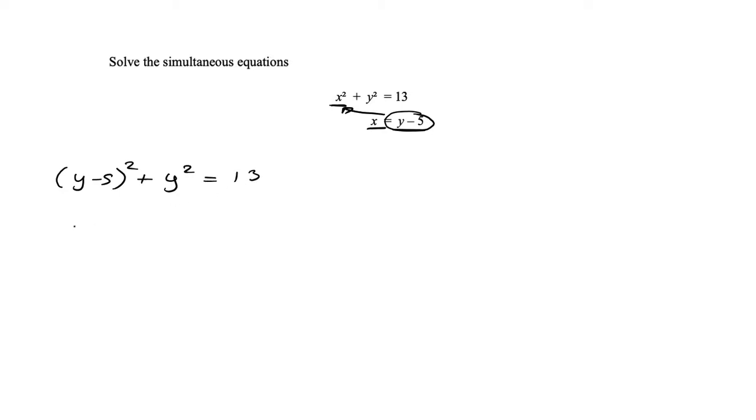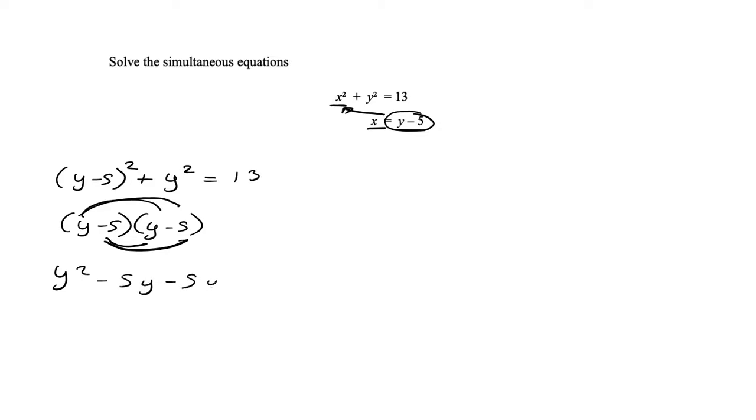Now we can expand this bracket out, so we have (y minus 5)(y minus 5). Multiply everything inside the brackets, so we have y squared minus 5y minus 5y plus 25. That can be simplified to y squared minus 10y plus 25. Remember we have to add the y squared on, and that's equal to 13.